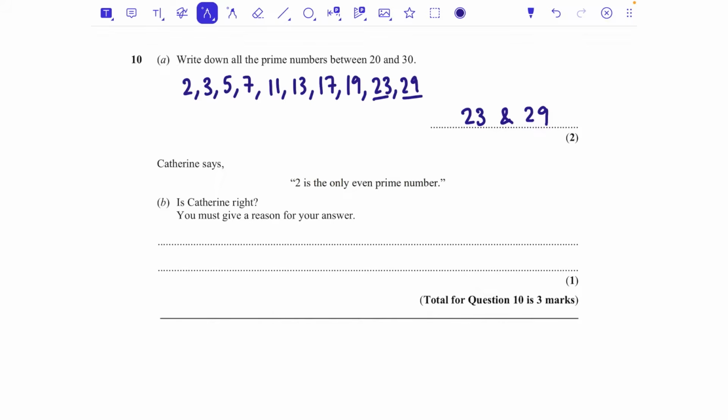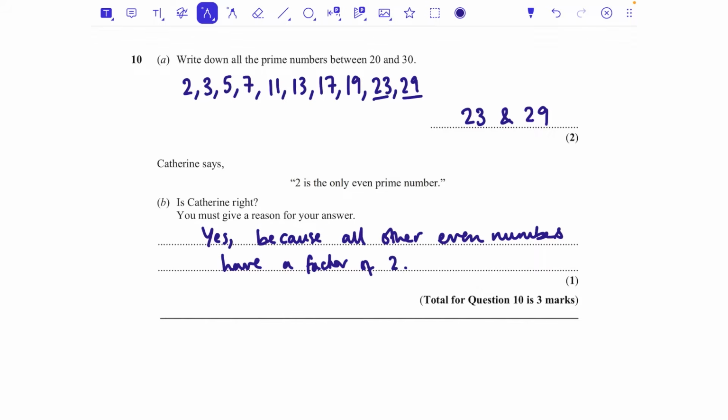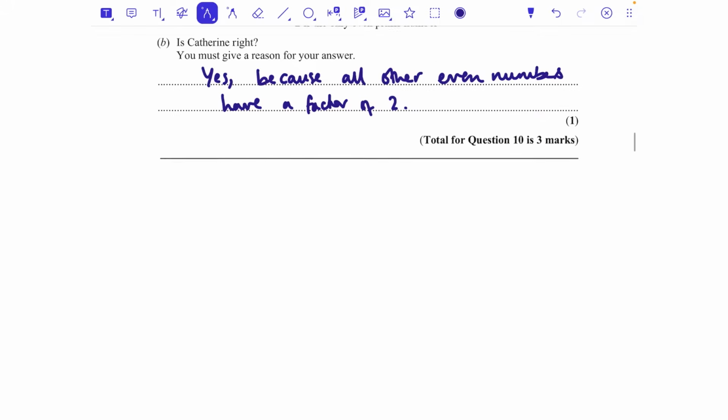Catherine says 2 is the only even prime number. Is Catherine right? So yes, because all other even numbers, so all the even numbers above that, will have a factor of 2. And we're looking for numbers that don't have any factors other than 1 and themselves. So if you're thinking about 4, 6, 8, 10, they're all in the 2 times table. So all the other even numbers have a factor of 2, whereas 2 only has 1 and itself, so 1 and 2, and therefore it is prime.